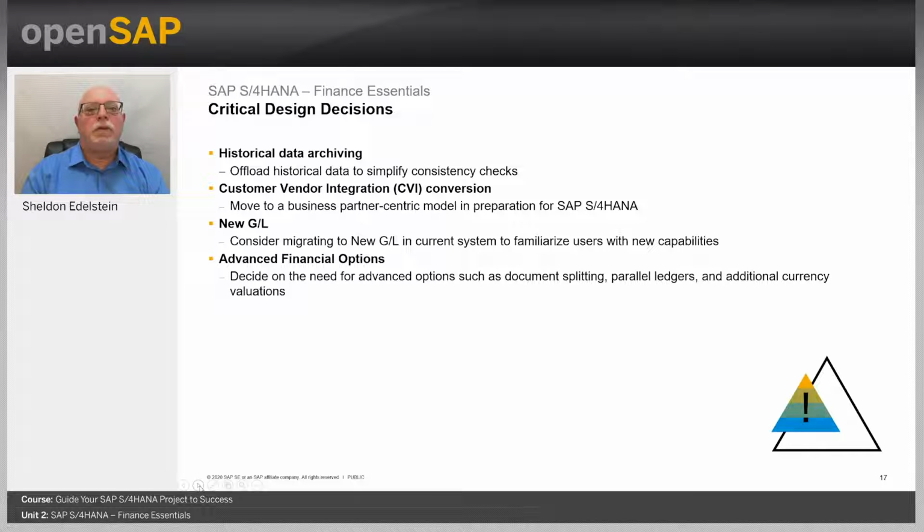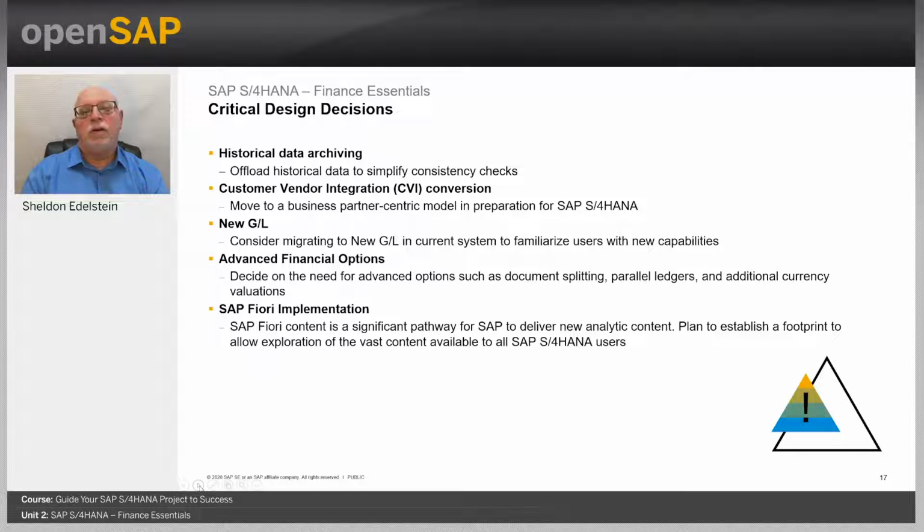Advanced finance options. Consider implementing some of the newer advanced finance features such as document splitting and parallel ledgers. These innovations can be easily transitioned to S4HANA. Fiori implementations. Fiori content is a significant pathway for SAP to deliver innovative content. Establish a footprint in the project to allow exploration of the vast content available to all S4HANA users.